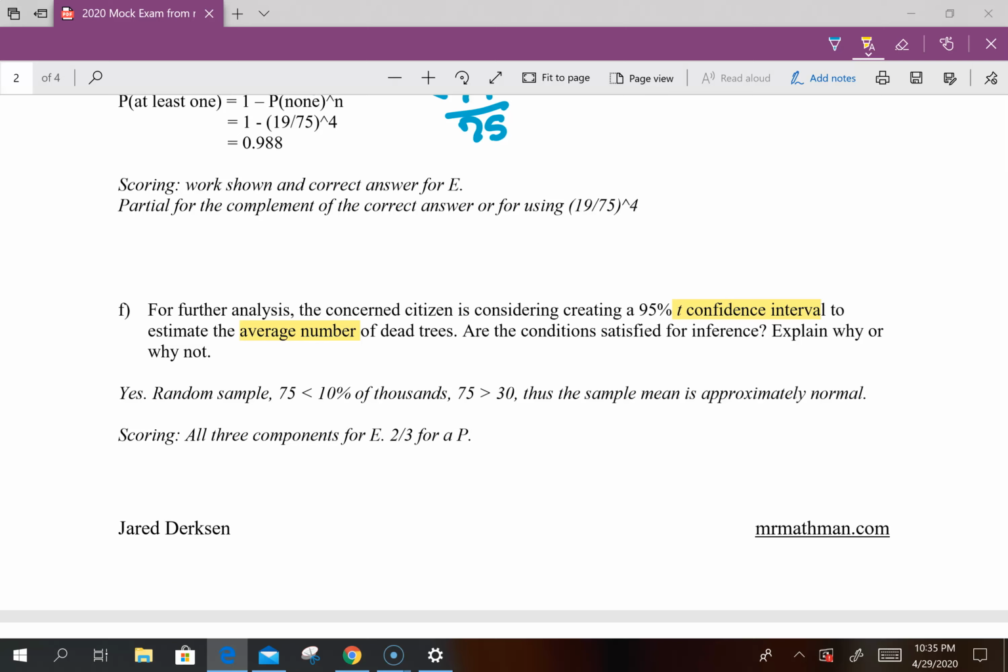About 5 minutes ago, I told you that they said they weren't going to make you draw any graphs. So if they're not going to make you draw any graphs, odds are it's not going to get to that point where you have to make a dot plot or a histogram to look at. All right. So in this case, you've done all 3 of the conditions. It's met all 3 conditions. So yes, the conditions are satisfied for inference.